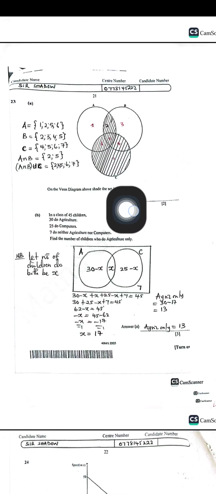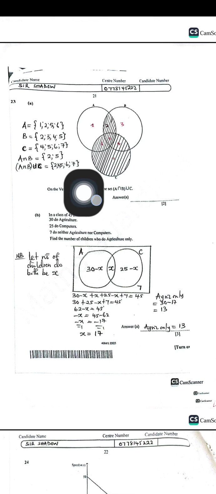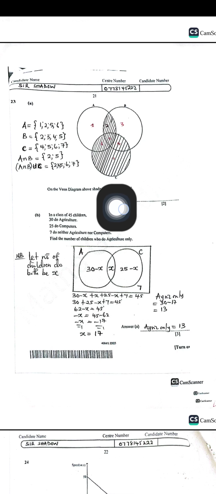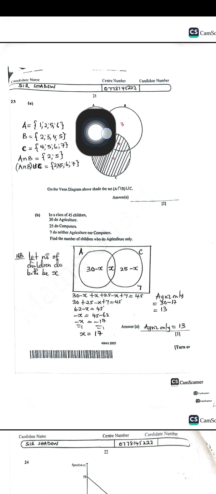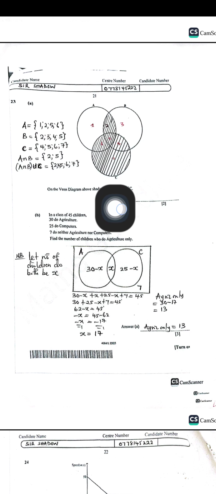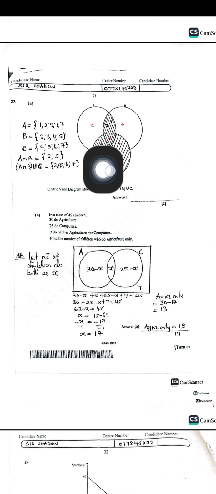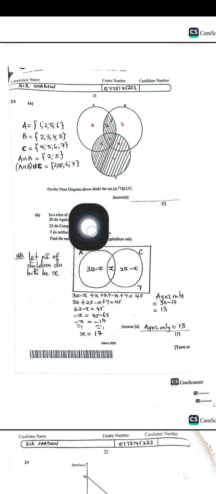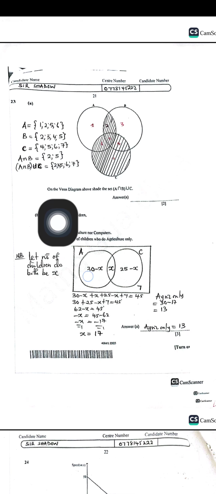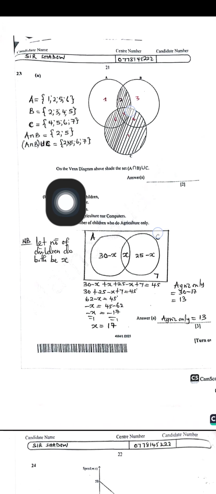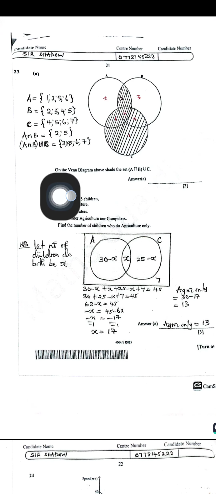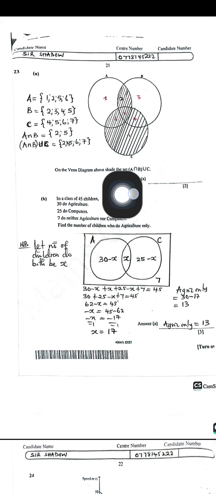Considering this question number 23A. Question number 23A, I was given the empty sets A, B, C. These are the diagrams of the empty sets which are intersecting. This question is saying, on the Venn diagram above, shade the set A intersect B, in brackets, union C. I want to shade A intersect B union C.